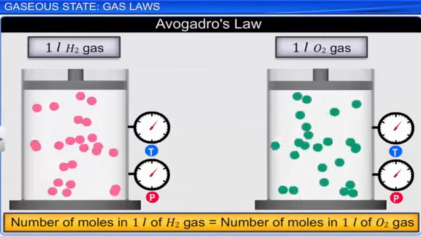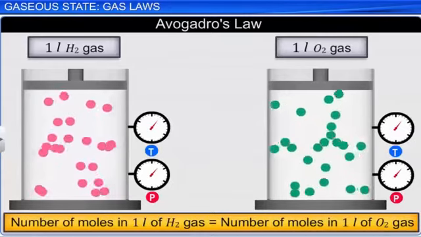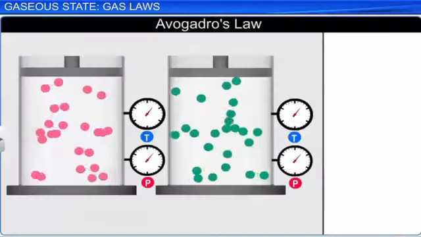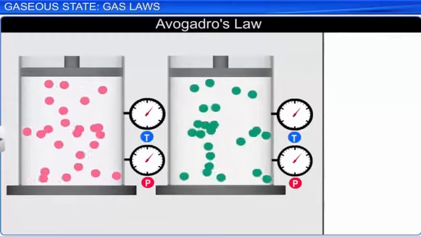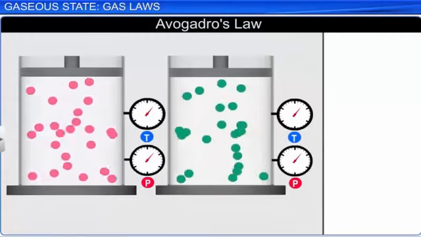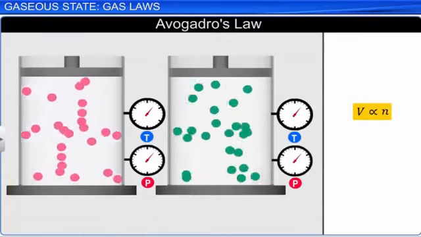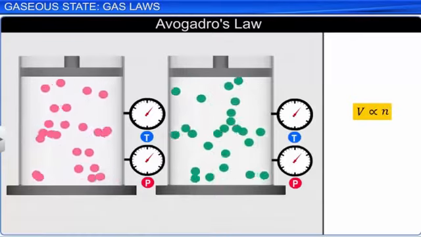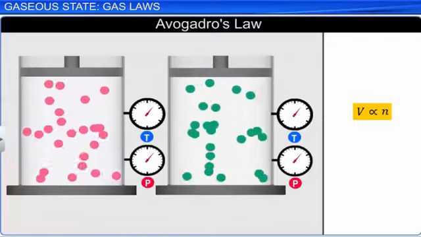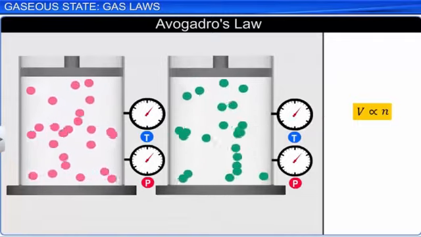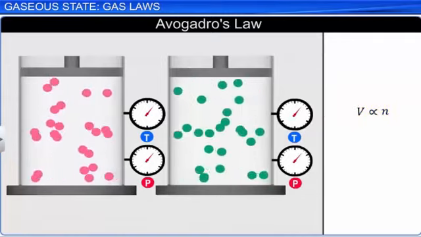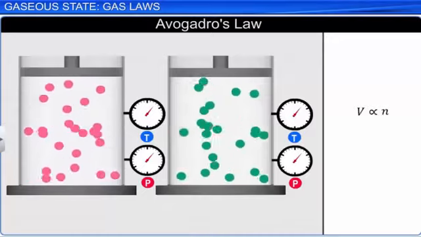Mathematically, Avogadro's law can be written as V is directly proportional to n, where V is the volume of the gas and n is the amount of gas or number of moles of the gas. Replacing the proportionality sign by a proportionality constant k, we get V is equal to nk.